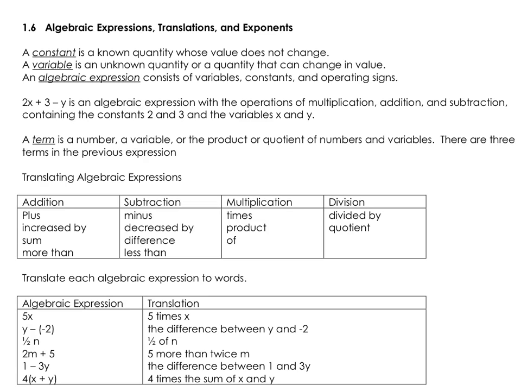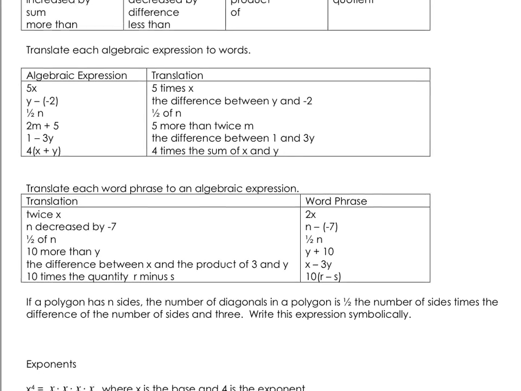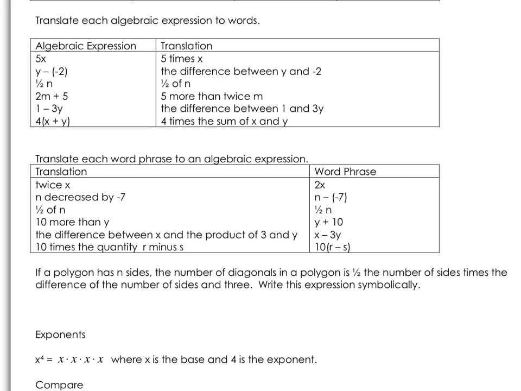Multiplication is indicated when you see the word times or product, or even the word of. Whenever we see the word of in mathematics, we think multiplication. Division can be indicated by the phrase divided by or the word quotient. So let's translate each algebraic expression into words.